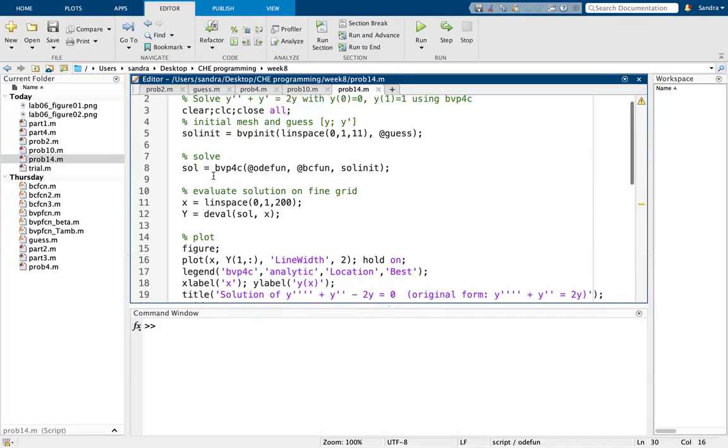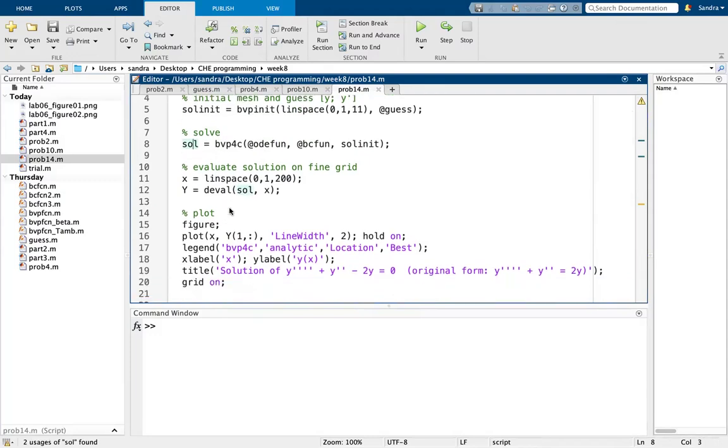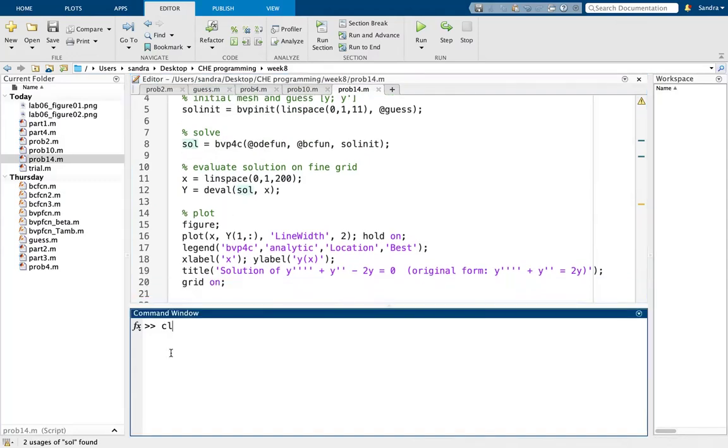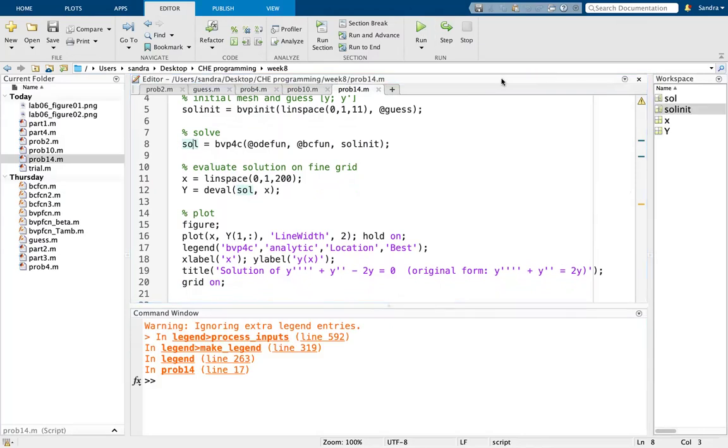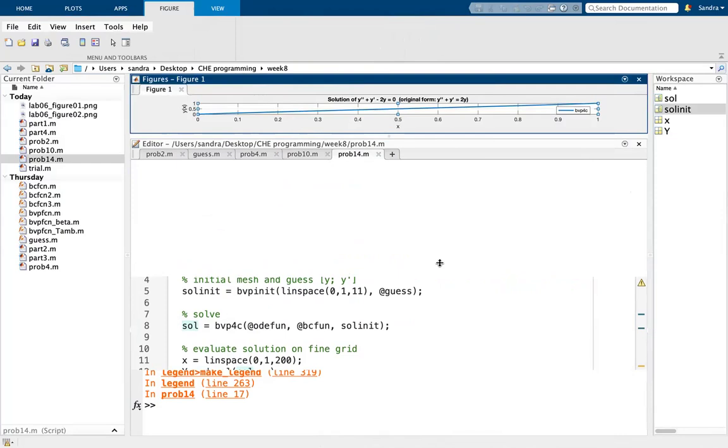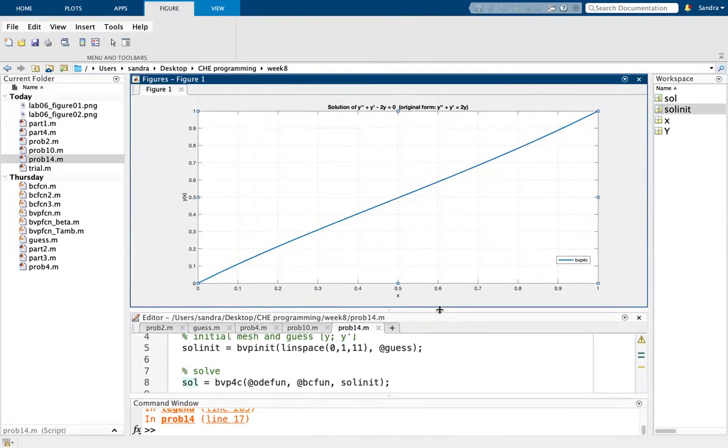Now I have the solution here. From the solution, I can directly write sol.x and sol.y. That is also completely fine. Here I'm just plotting it. Okay, this is the behavior I'm getting. You can just cross check whatever you're getting with the code.